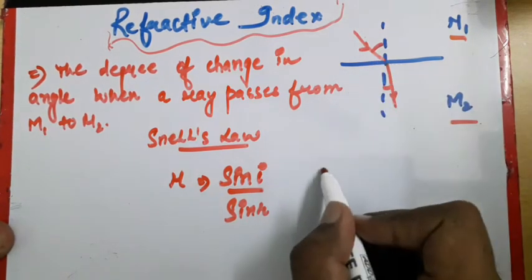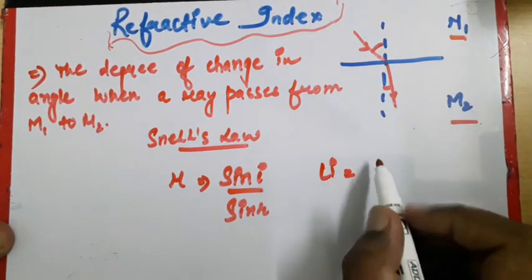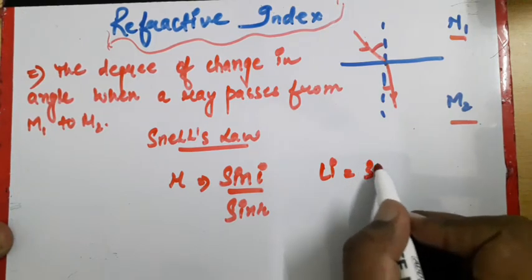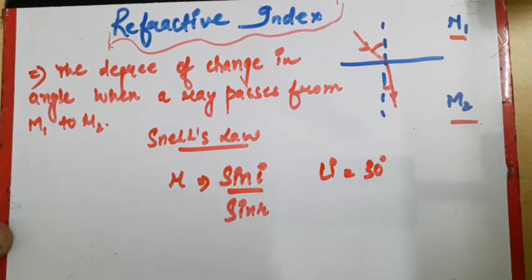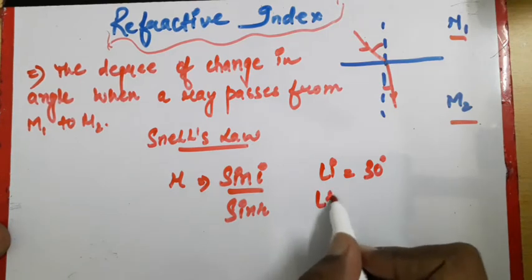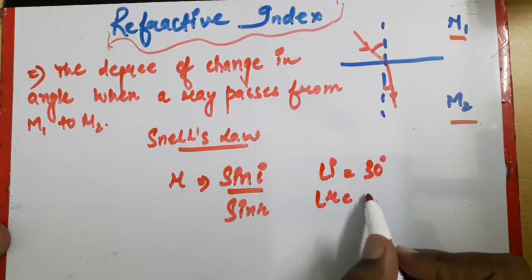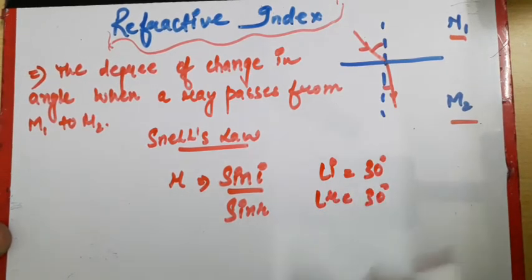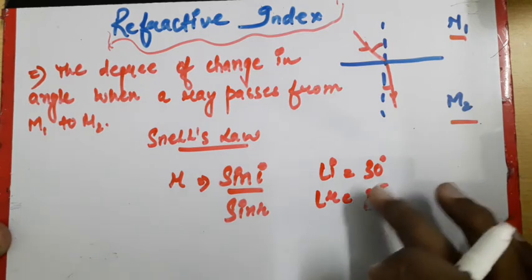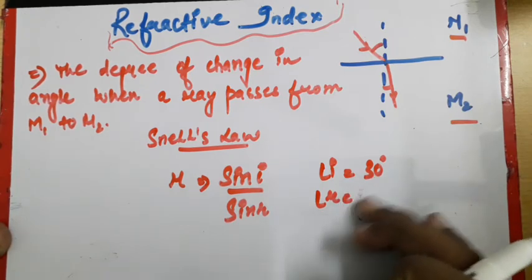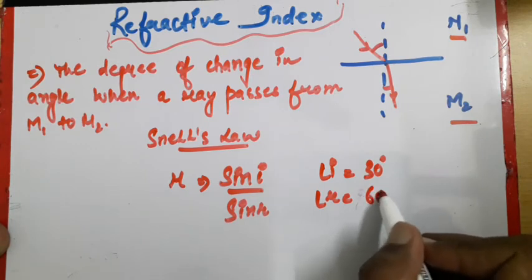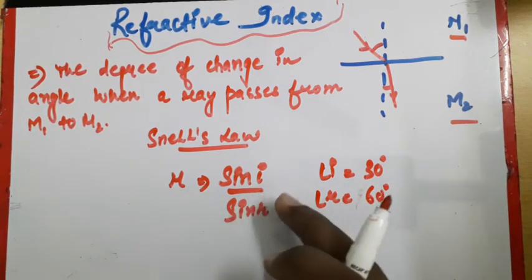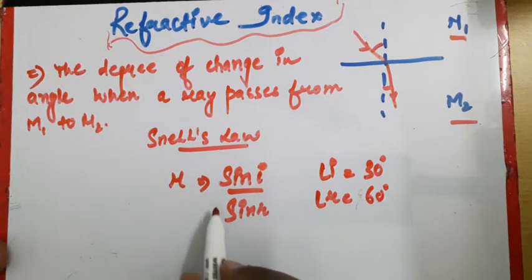Suppose angle of incidence is given to you 30 degree, right? And angle of refraction is also given to you 30 degree. So, not 30 degree, I'll just change it. I'll take some other angle. I'll take 60 degree, right? We'll just put the values over here and we can find the value of refractive index.